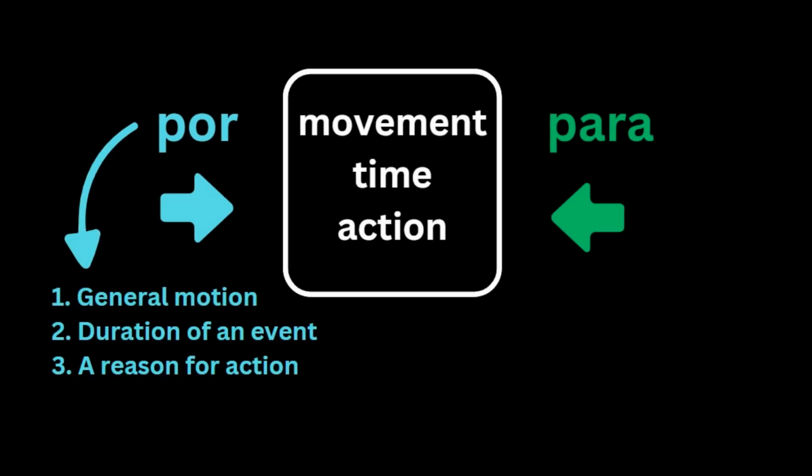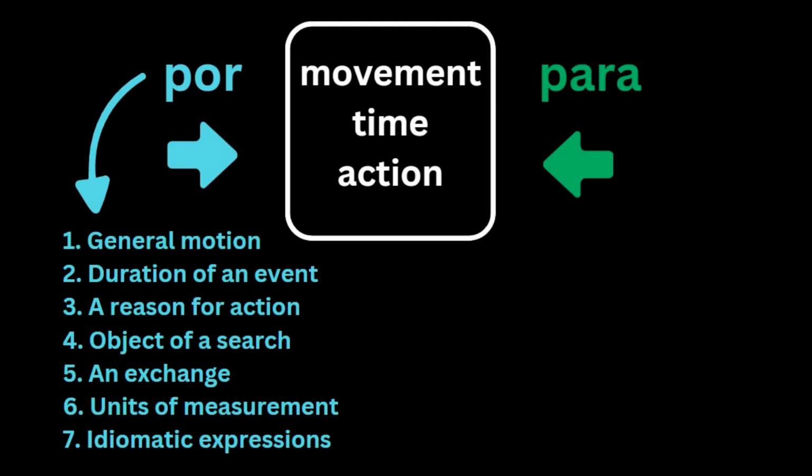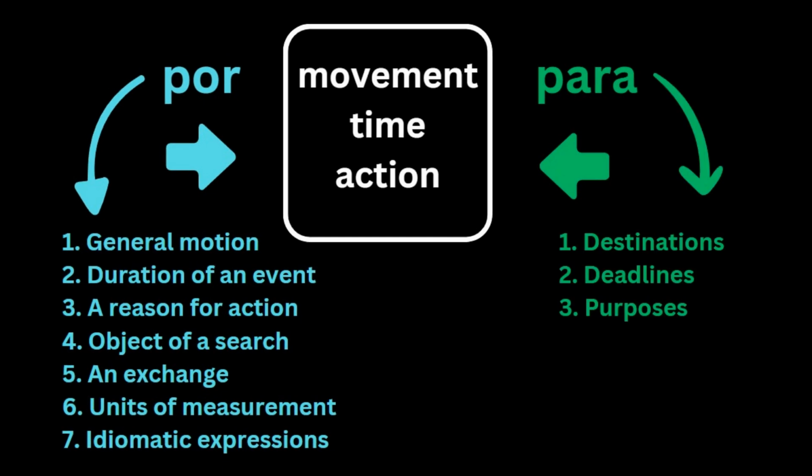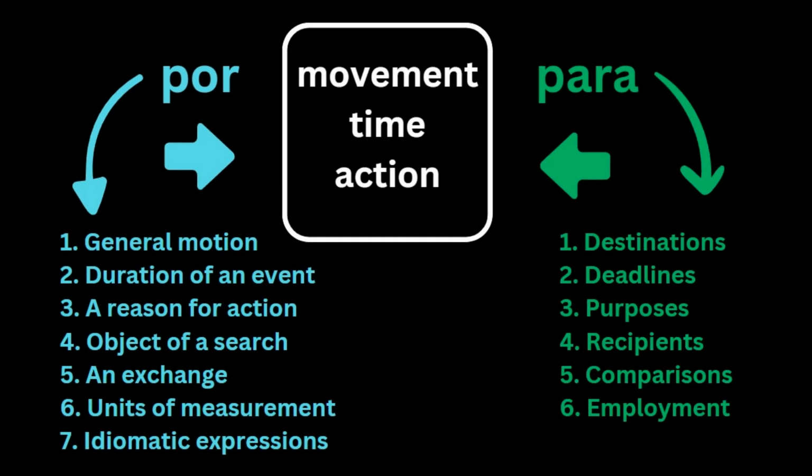Por may apply to a general motion, the duration of an event, and the reason for an action, including ideas like an object of a search, an exchange, units of measurement, and idiomatic statements. Para also applies to movement, time, and action, but mainly speaks of events in the future, like destinations, deadlines, and purposes, while having recipients of something, comparisons, and employment.